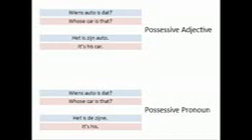An example with auto, car, which is a de noun. First, the possessive adjective. Wiens auto is dat? Whose car is that? And then the answer. Het is zijn auto. It's his car. Then the possessive pronoun. Wiens auto is dat? Whose car is that? Het is de zijne. It's his.